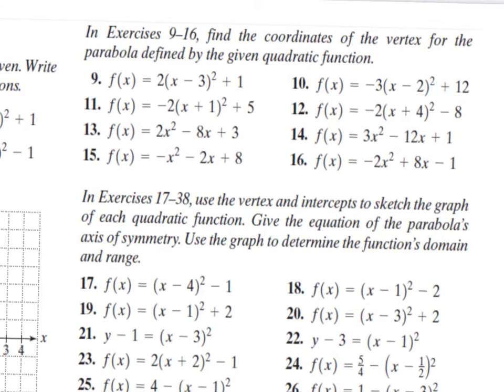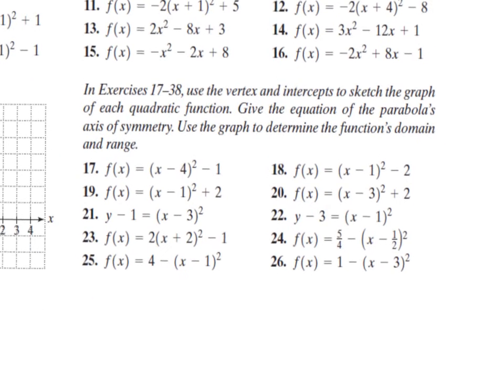9, 10, 11, and 12 are already written in vertex form, meaning you can just look at that and tell me what the vertex is. It's the opposite of what's in the parentheses. That's the x part of your vertex. And the number at the end, the constant, is your y part of the vertex. Now remind me, yesterday, when we find the x part of the vertex, we're also finding the axis of symmetry. Good. When we find the y part of the vertex, we're finding the maximum or the minimum. Good. So in number 9, I'll write down here.